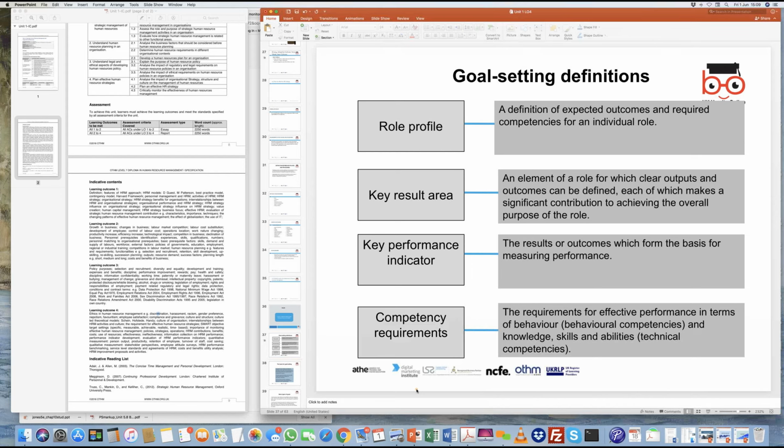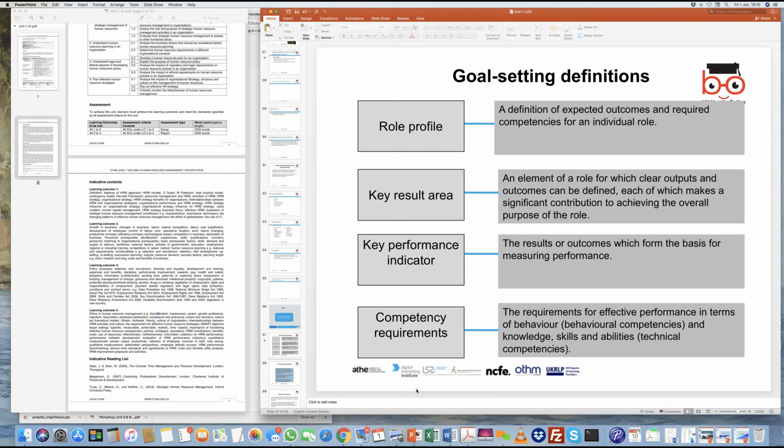What they have to do, in order to have structured decision making, is go back to something called the job description, and the job description actually tells them the goals which have been set in terms of the roles and responsibilities of the employee.